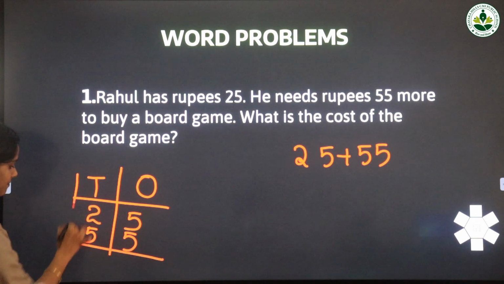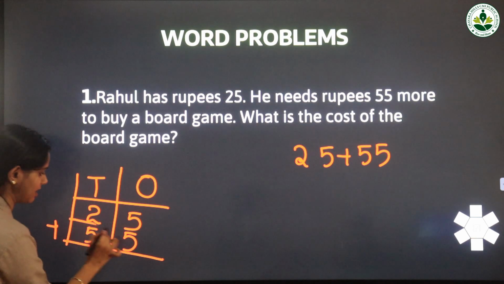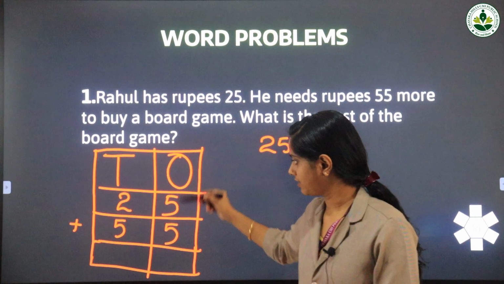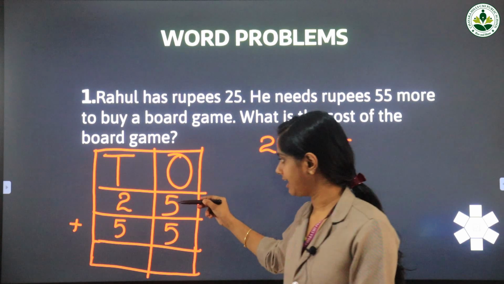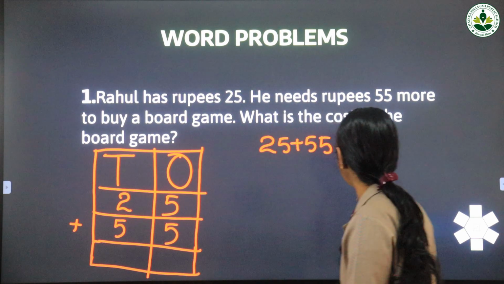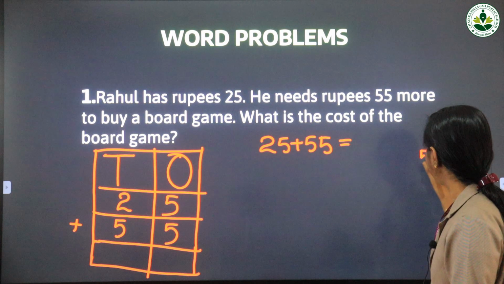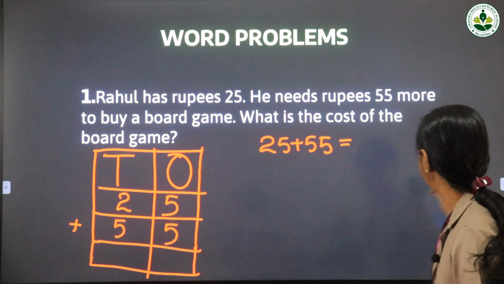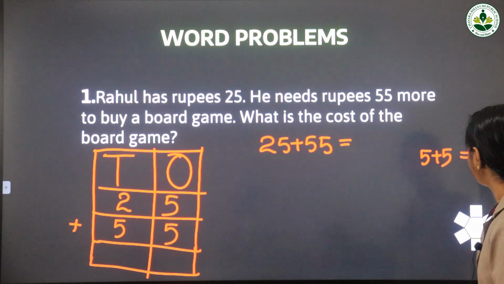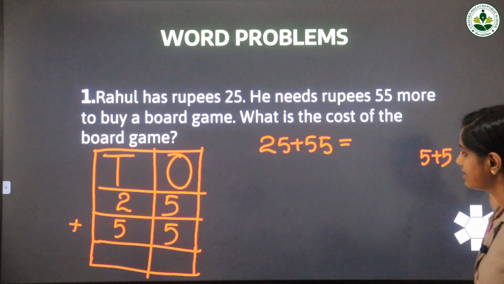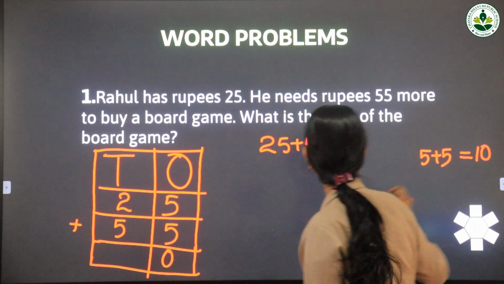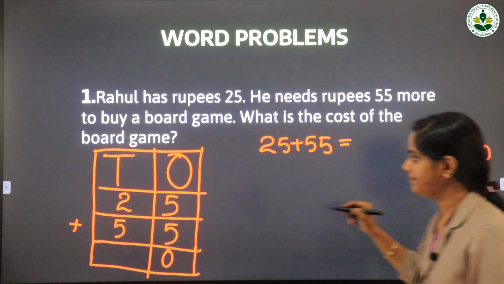Okay, this is the addition symbol. Let us start our addition. We start from the digits in the ones place. First we add 5 plus 5. 5 plus 5 is equal to 10. So we write 0 in the ones column and this 1 will go to the tens column.